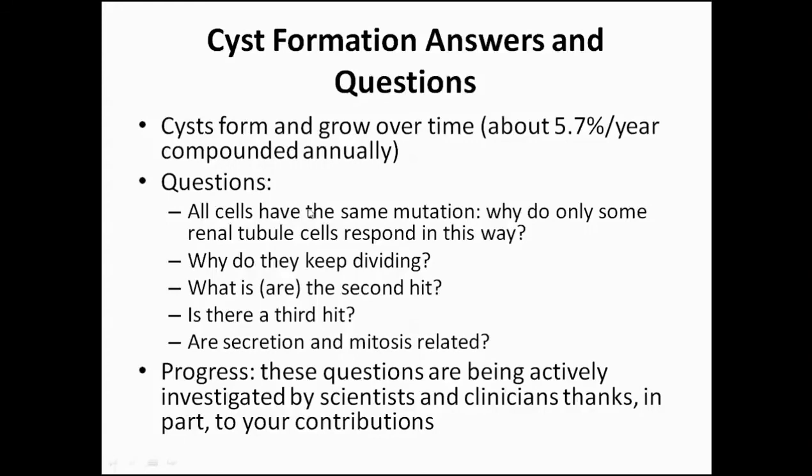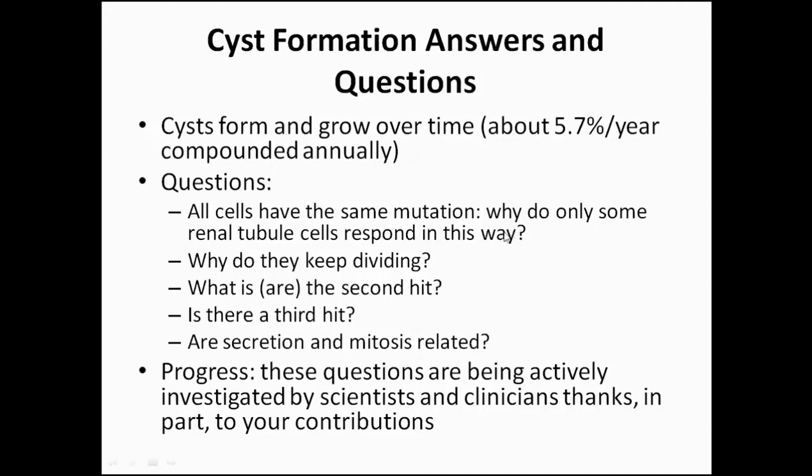So the questions that, as a patient, I know I asked is, if all my cells have this same mutation, why do only some renal tubule cells respond in this way, meaning that they divide in a sort of uncontrolled fashion and they secrete fluid derived from the blood, and why only some? You know, it may be only 1 in 500 to 1 in 1,000 nephrons where you actually get this. So that's one question. And I think that's what the second hit may be.